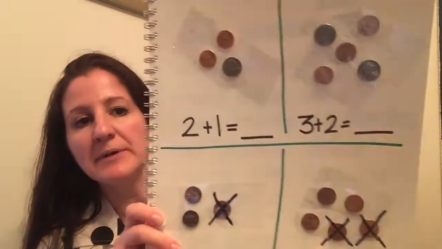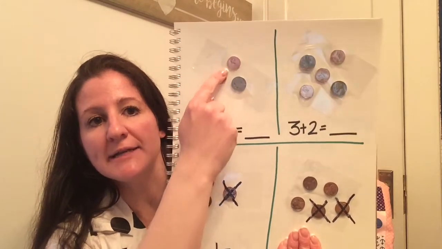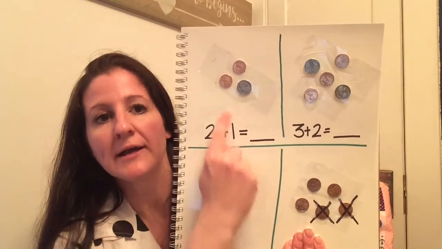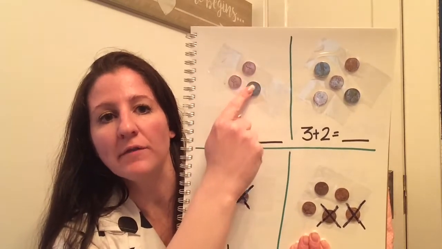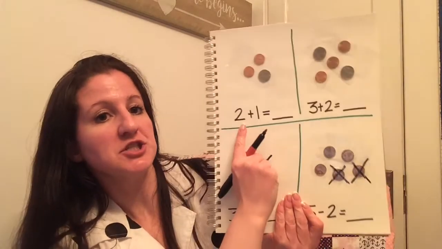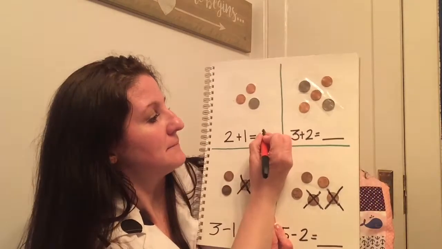So my first problem here says 2 plus 1. So I used 2 pennies here to symbolize the 2 and 1 nickel to symbolize the 1. I can use that, count all of them up, and get my answer. So here 2 plus 1 equals 1, 2, 3.